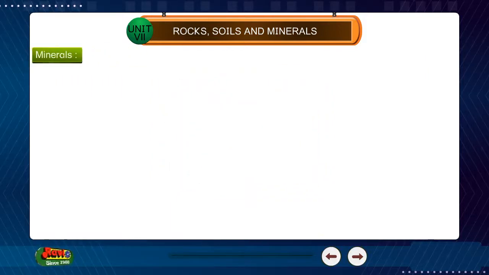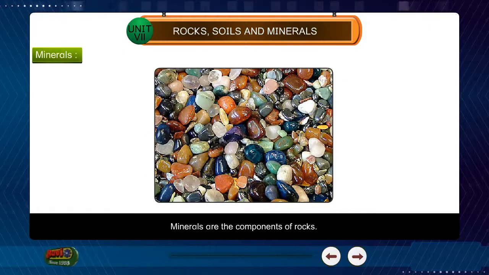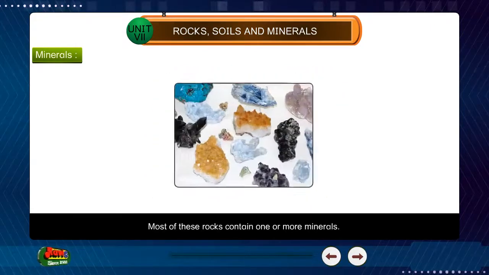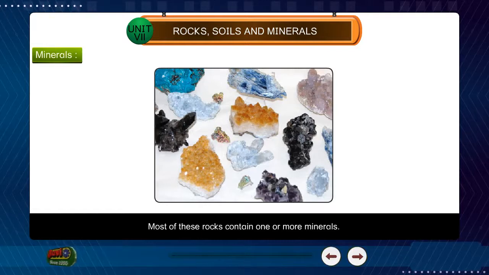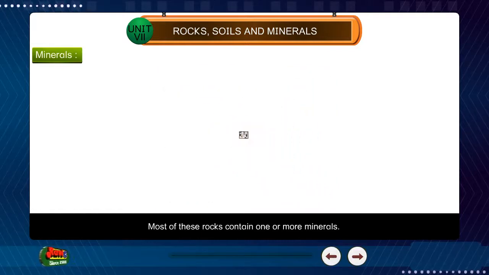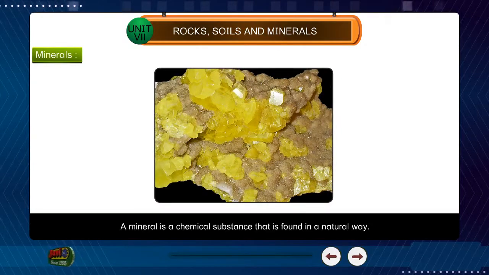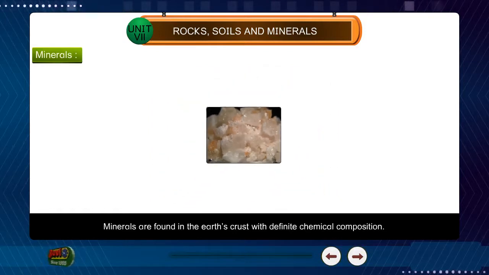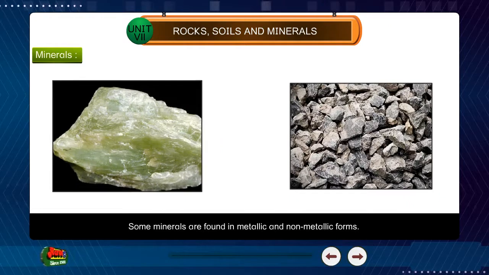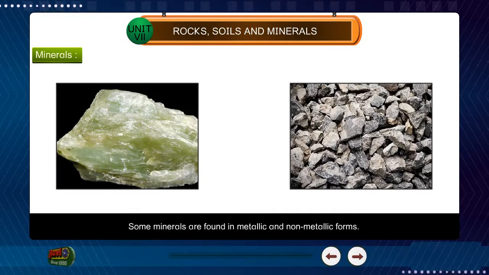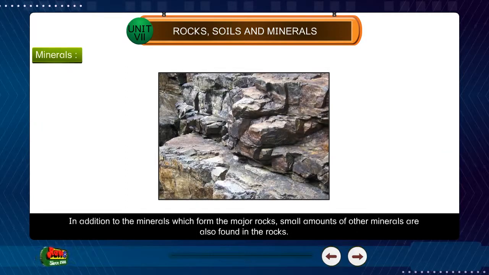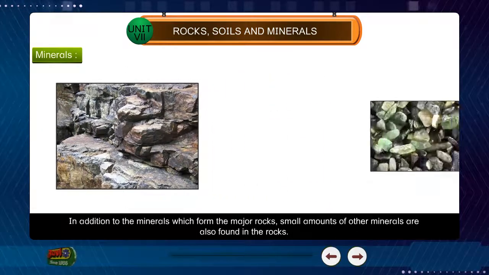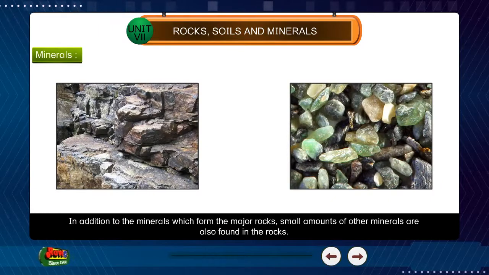Minerals. Minerals are the components of rocks. Most of these rocks contain one or more minerals. A mineral is a chemical substance that is found in a natural way. Minerals are found in the Earth's crust with definite chemical composition. Some minerals are found in metallic and non-metallic forms. In addition to the minerals which form the major rocks, small amounts of other minerals are also found in the rocks.